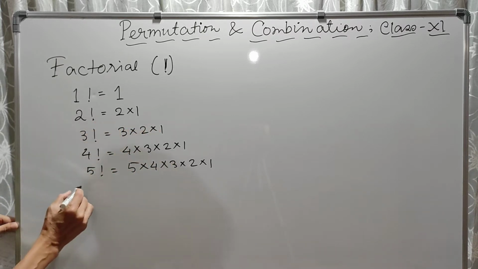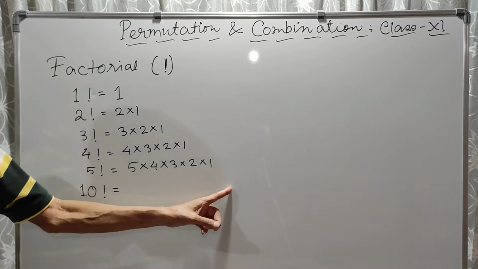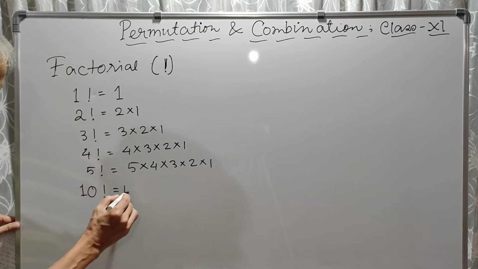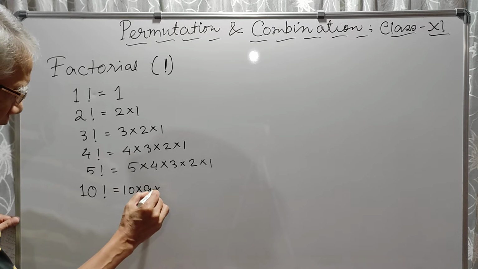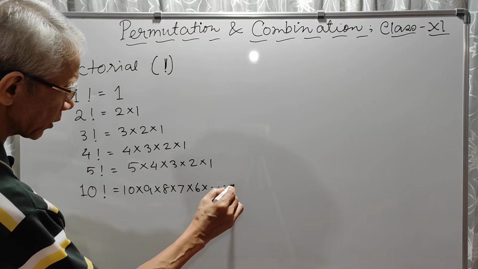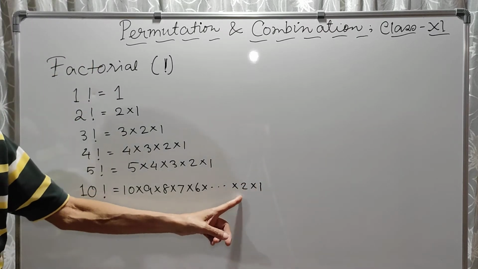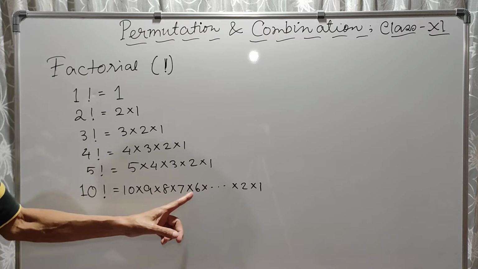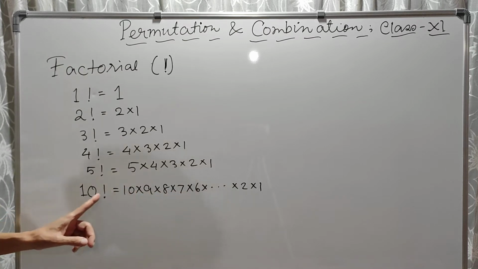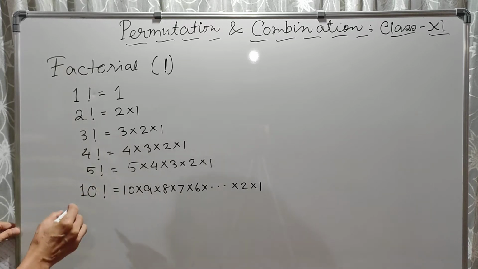So that way, suppose 10 factorial. I think by now you have understood what 10 factorial will be, that is multiplying from 1 to 10. So 10 into 9 into 8 into 7 into 6, that way, starting from 1. So 1 into 2 into 3 into 4 into 5 into 6 into 7, 8, 9, 10, that is factorial 10.